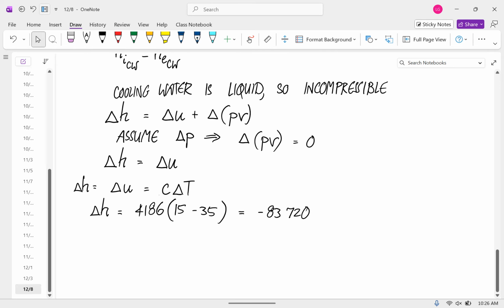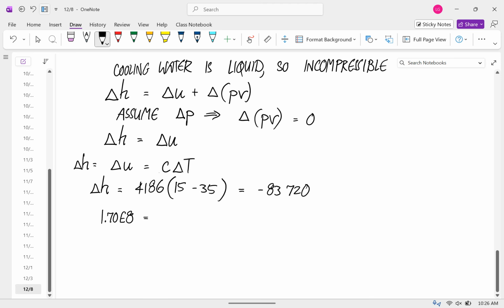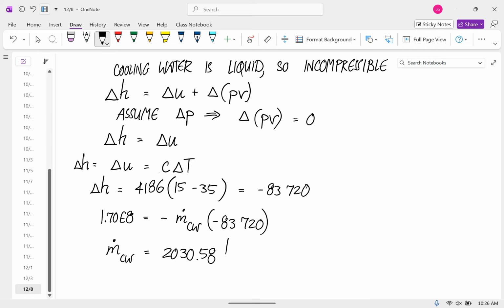So now I'll go back up to this equation. 1.70 times 10 to the 8 is equal to negative of m dot for the cooling water times negative 83,720. And you get that m dot for the cooling water is equal to about 2,030.58 kilograms per second.